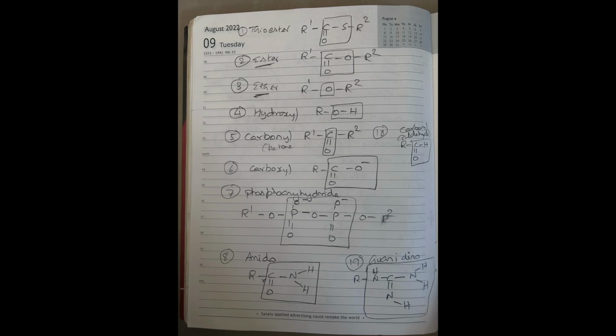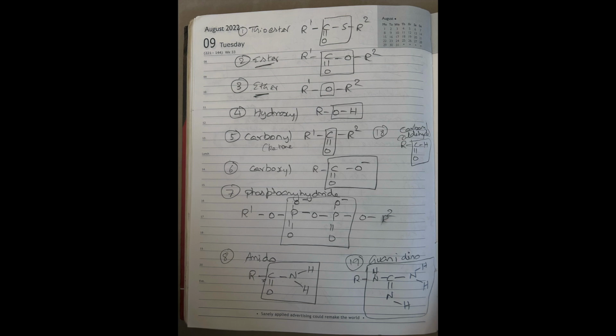Hello friends, in this video we are going to see some basic functional groups which are found in biomolecules, and then we will see about amino acids. So first, I have written them in a different order, but there is ester, there is ether, which we would have covered in high school.